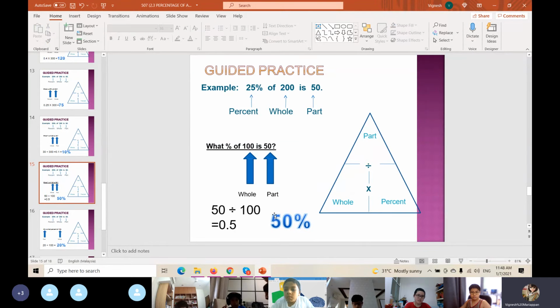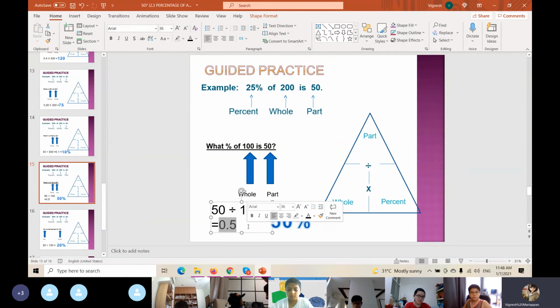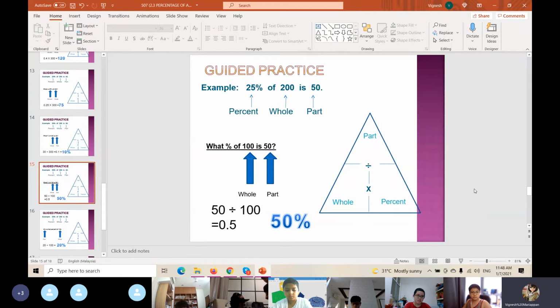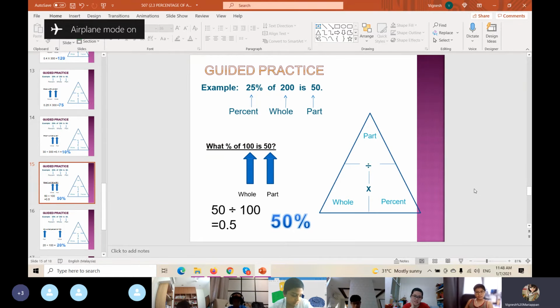Okay, so the answer is in decimal. It's not the final answer. So how to convert the decimal into percentage, Fiona? I already give you the answer, you know. 50 divide 100 is equals to 0.5. You write the answer.